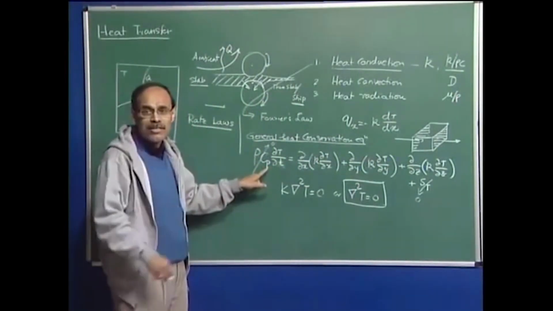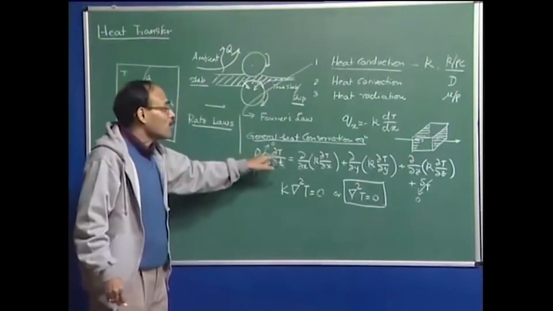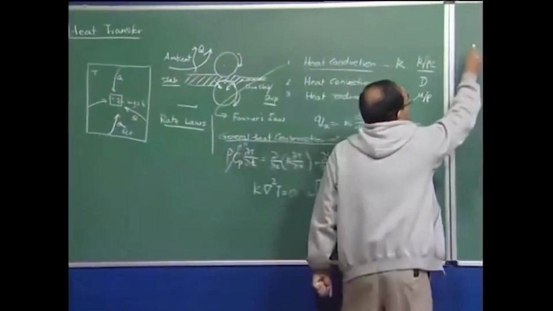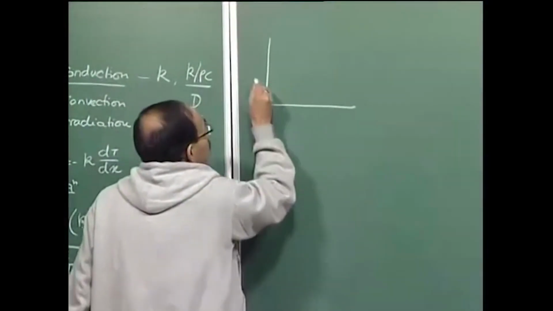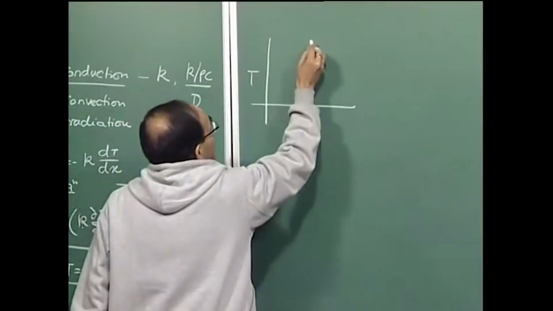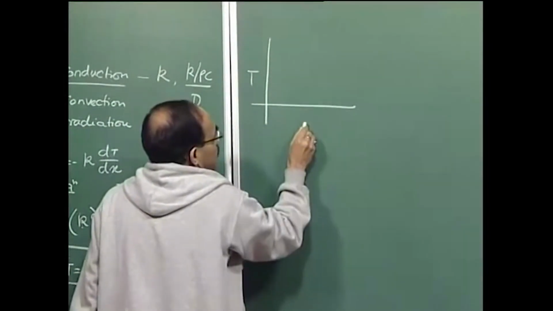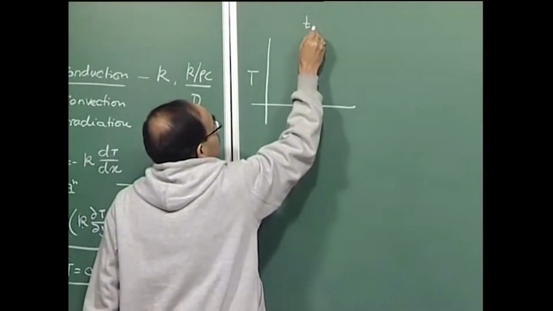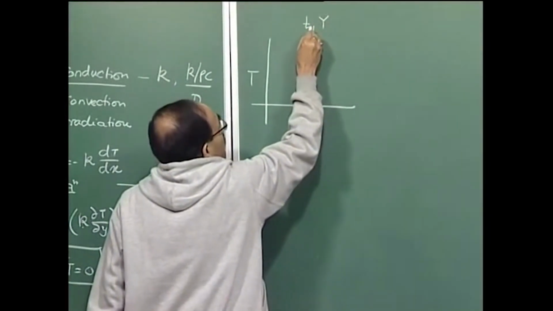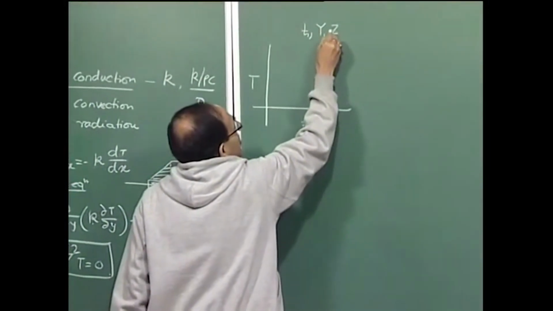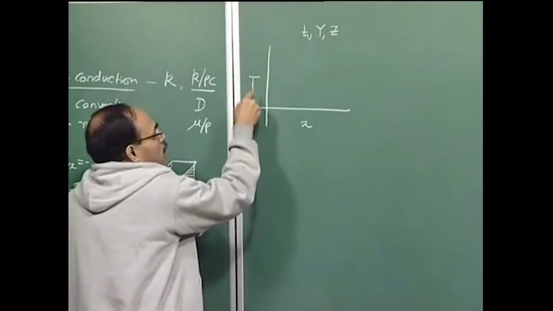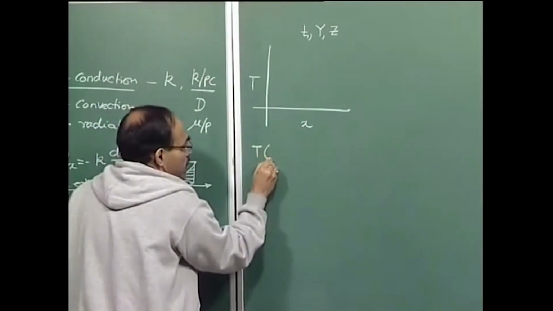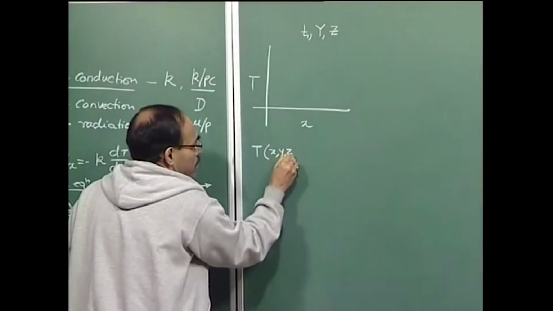If I solve this equation, then I should be able to find out the temperature distribution, and if I plot the temperature distribution as a function of distance, I can know the value at a certain time, at a certain distance y and certain distance z. So I can plot temperature T as a function of x, because temperature is a function of x, y, z and t.